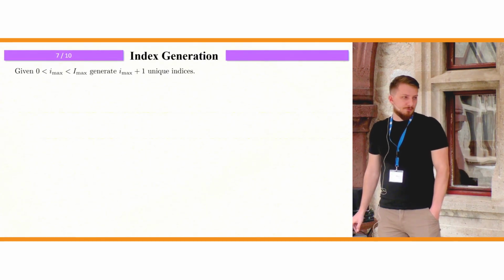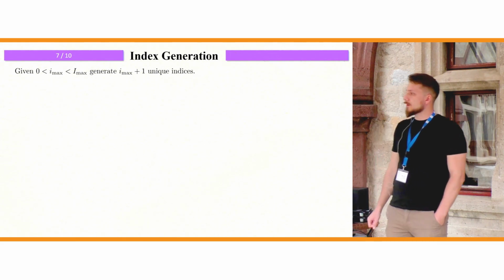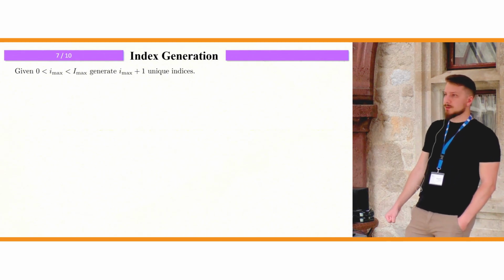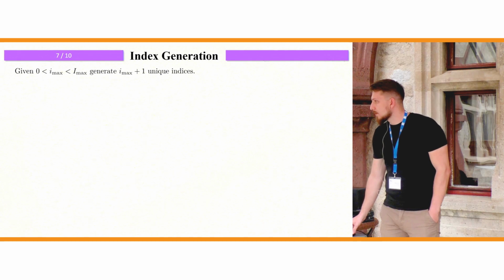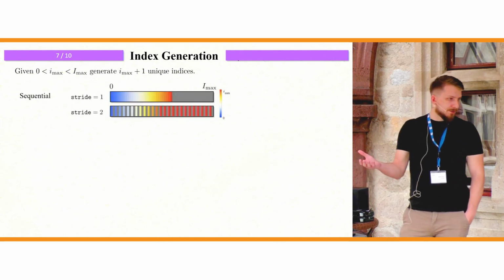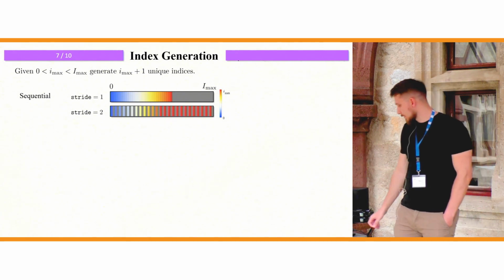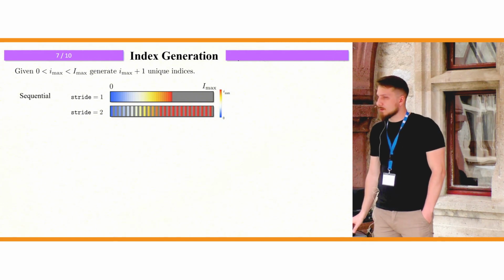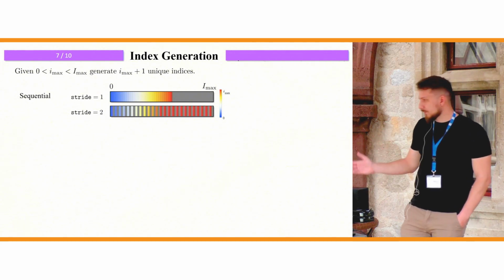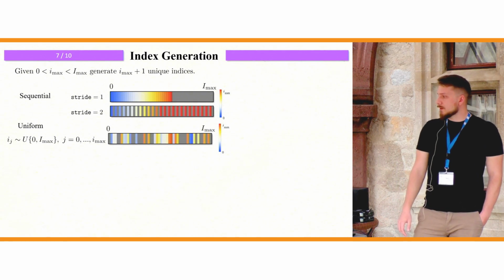Now here comes the interesting part. We want to sample or generate some number of unique indices so that we can read the particular spots in memory that we want to process. The trivial way to do this is to use a sequential strategy with some stride. So you could regularly cover the whole memory, but this doesn't actually follow any geometric information. Then there's uniform random sampling.